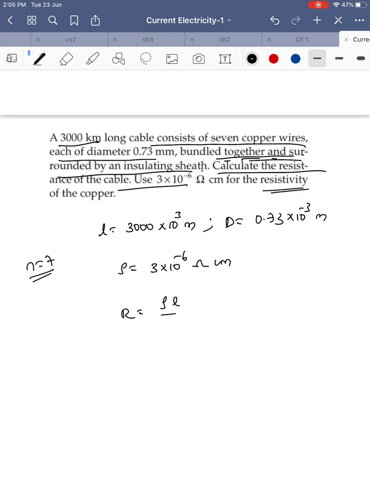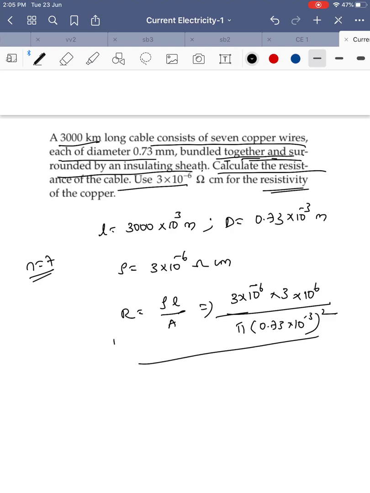R is equal to rho L upon A. This is for one such cable. So R is equal to rho, 3 into 10 power minus 6, L is 3000 or 3 into 10 power 6, upon A, which is pi d square, d is 0.73 into 10 power minus 3 whole square. So this is the expression for resistance for one copper wire. Each wire is 0.73. To get the total, the area will be 7 times. Understand? The area will be 7 times.